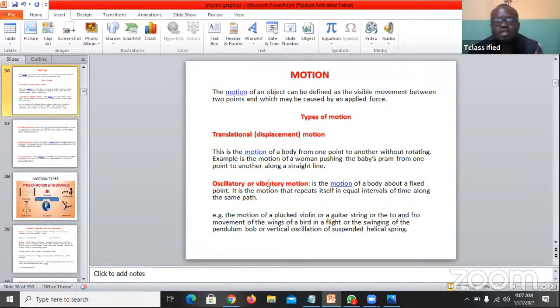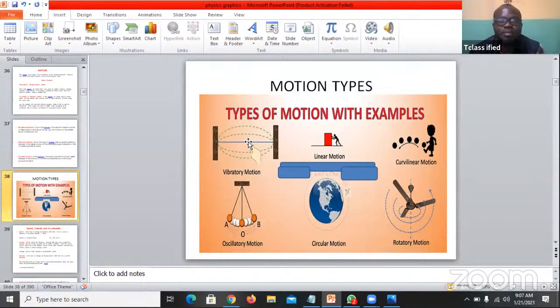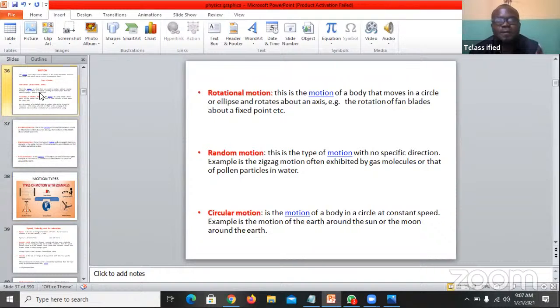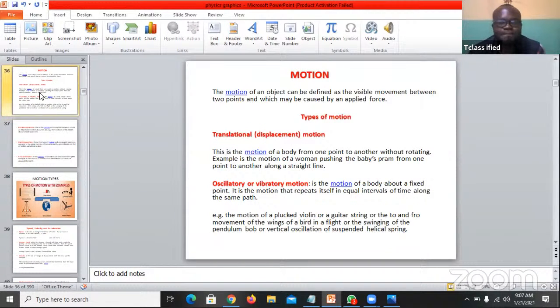This motion, oscillatory or vibratory motion, repeats itself over an interval. Once you pluck this string, it will keep vibrating or oscillating. So that's what we call oscillatory motion. Examples are the motion of a plucked violin or guitar string, or the to and fro motion of the wing of a bird in flight, or a swinging pendulum.